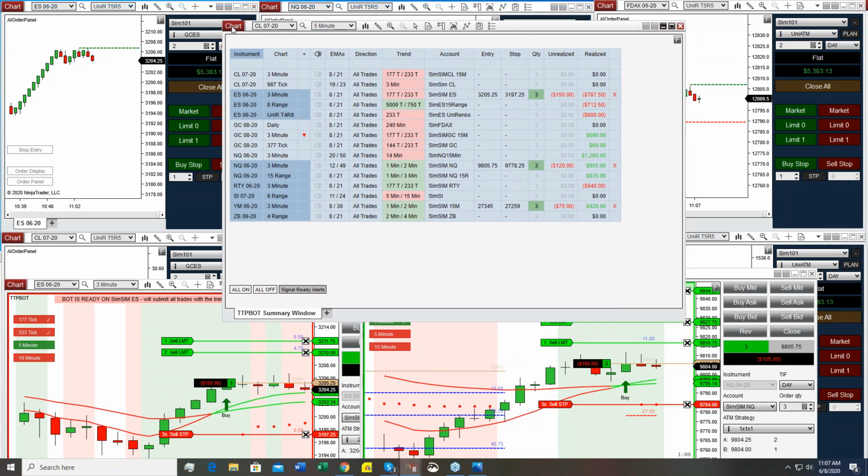Here's where I'm at on the bots. ES on the 3 minutes, down on the day, down on the trade. 8 range down on the day. Unirenko down on the day. Gold up 690 on the 3 minute, up $60 on the 377. NASDAQ high probability up $1,260. NASDAQ on the 3 minute up 855 in a trade. Russell down 940, just got targets. YM up 420 on the day in a trade.